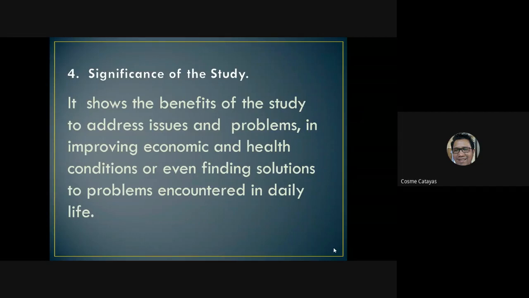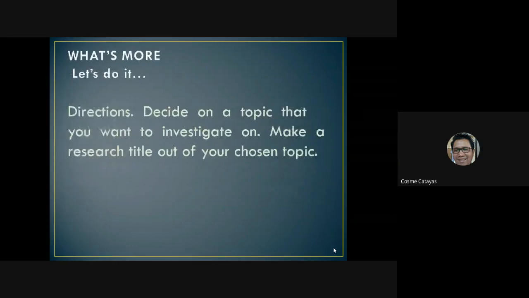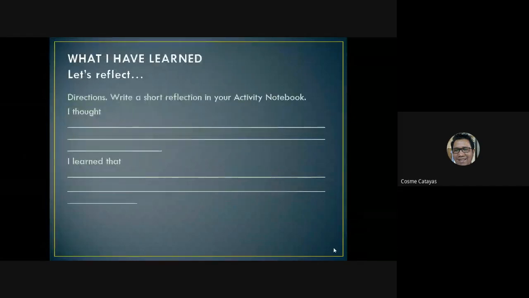What's more, let's do it. Directions, decide on a topic that you want to investigate. Make a research title out of your chosen topic. What I have learned, let's reflect. Directions, write a short reflection in your activity notebook. So start with I thought, and secondly, I learned that.